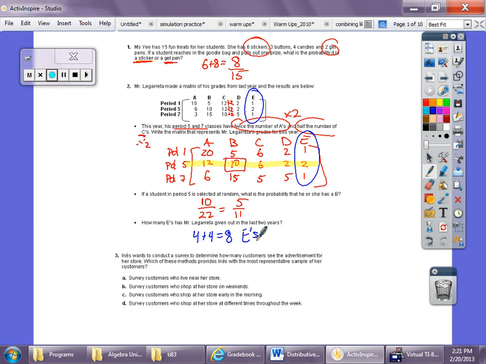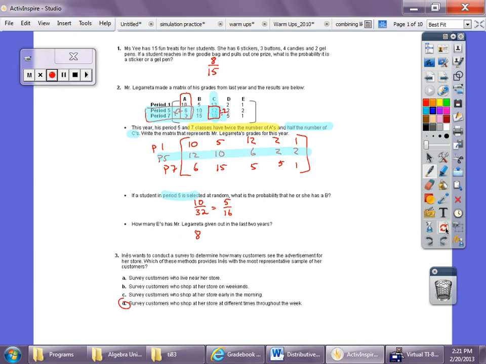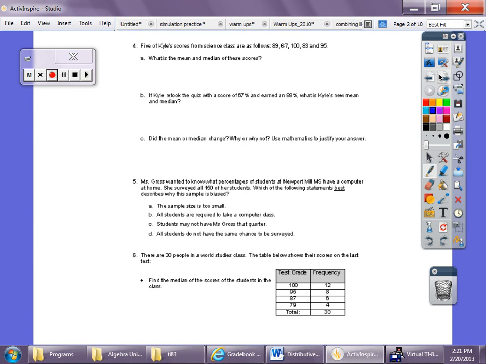So I would say, if she surveys the customers that shop at different times throughout the week, they would be her customers that would see the advertisements. Not all of her customers live near the store, so they might not see the advertisements.